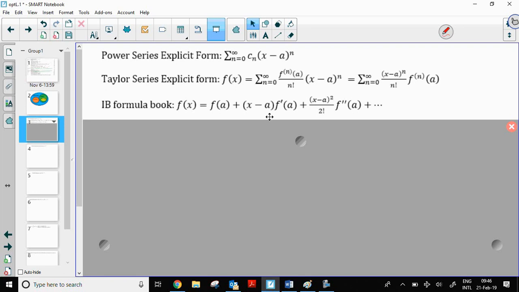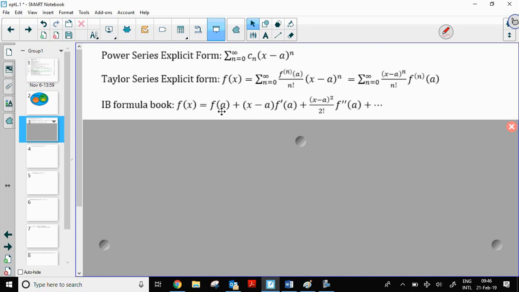And then we multiply by x minus a times f prime of a, x minus a squared over 2 factorial times f double prime of a, etc. Of course, you could imagine having a 1 factorial and even a 0 factorial here, but we generally don't write them, and your formula book does not write them either.